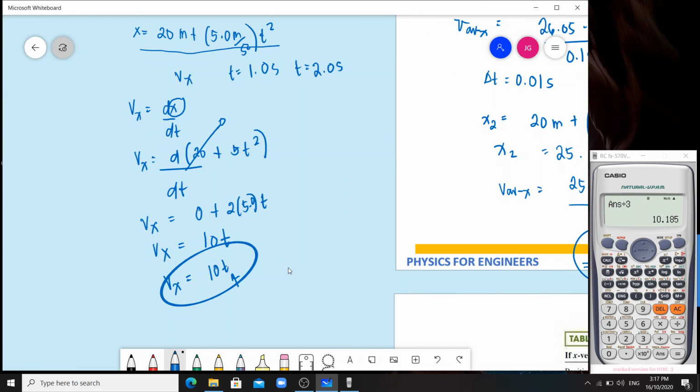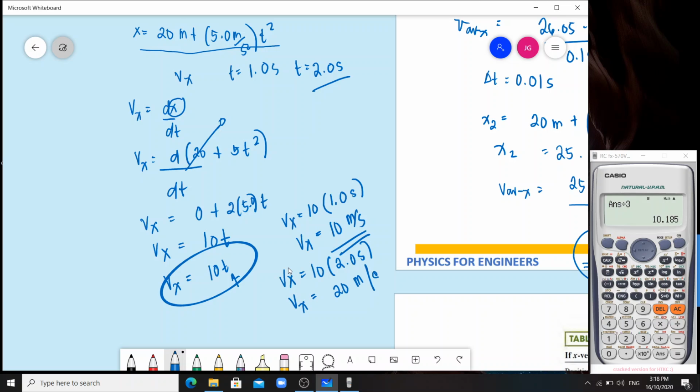So, we just have to substitute 1 second. So, Vx is equals to 10 times 1.0 seconds. Okay. So, ang Vx natin is 10 meters per second. Okay. Tama yung na-solve natin kanina. Paano naman kapag 2 seconds? Vx is equals to 10 times 2.0 seconds. Okay. So, Vx is equivalent to what? 20 meters per second. Okay? So, that is how you can solve the derivative or the function, the Vx, using the derivative or the derivation of the function x.